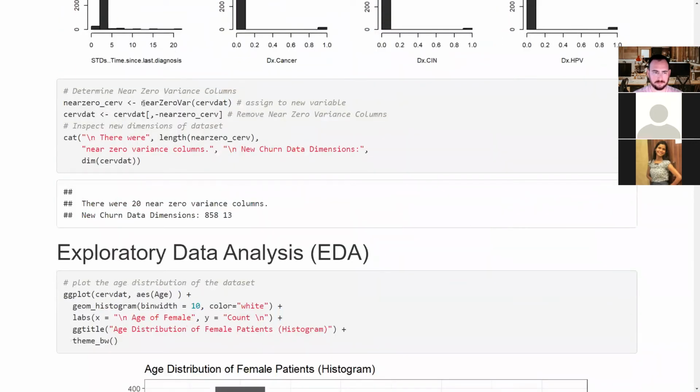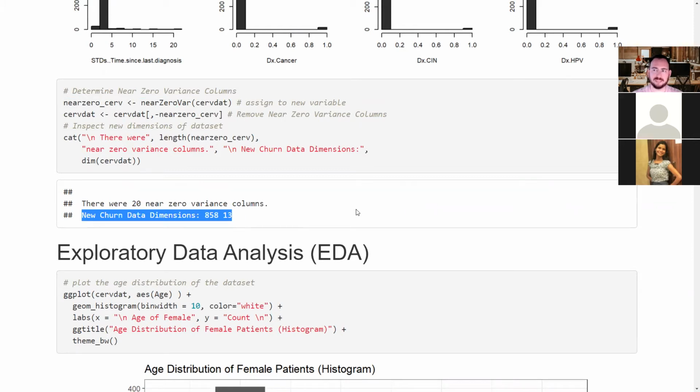And these near zero variance predictors have a few unique values and a large ratio of the frequency of the most common value and the second most common value. And after we did this, we ended up with 20 near zero variance columns with the new data set dimensions being 858 by 13.